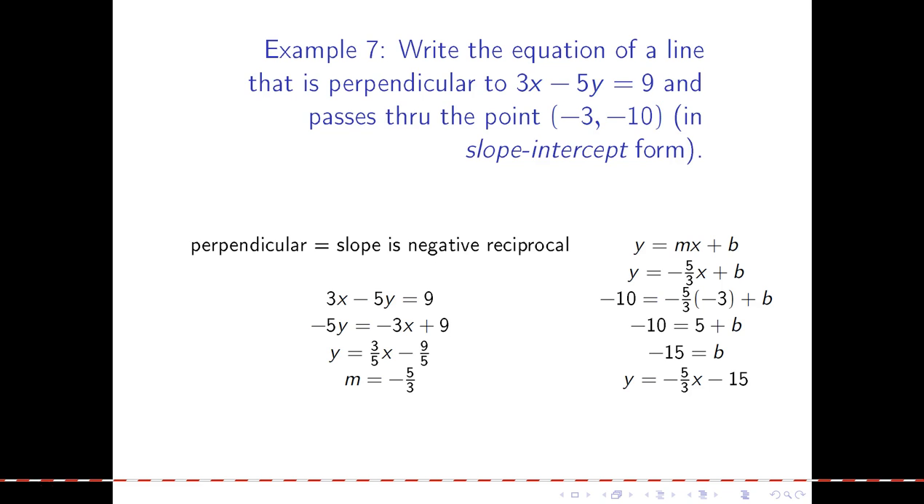And with the equation of a line, make sure you use the equation that you're given only for the slope, not for anything else.